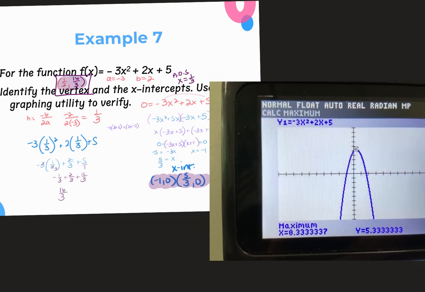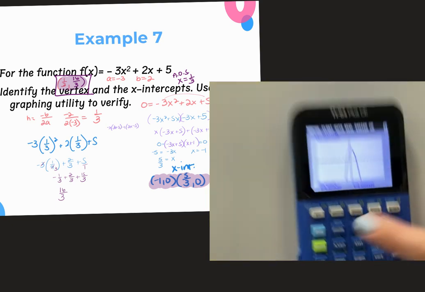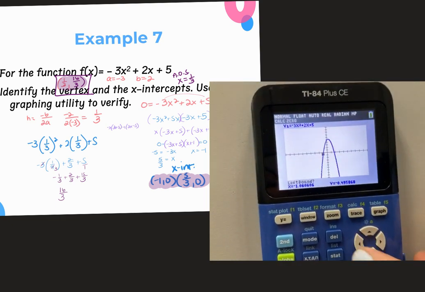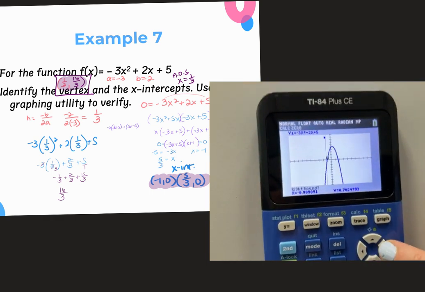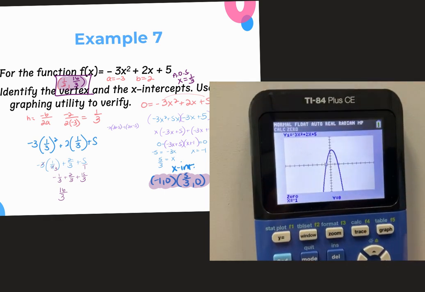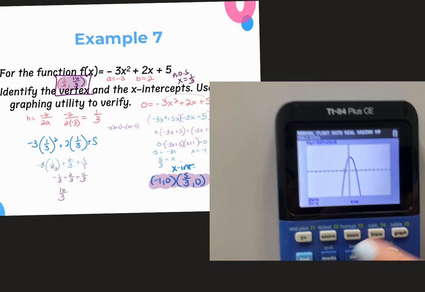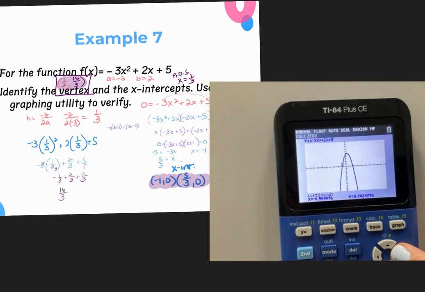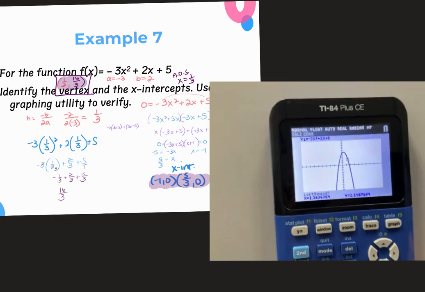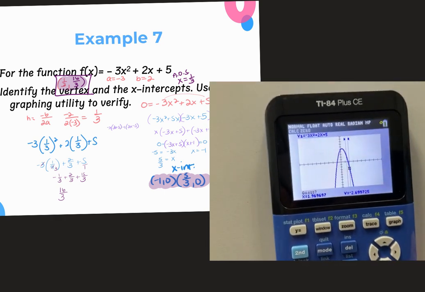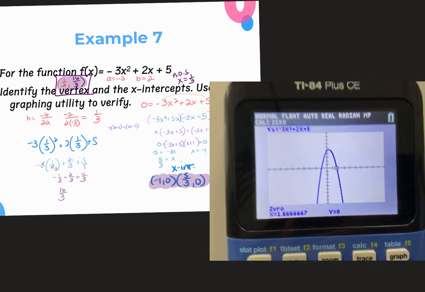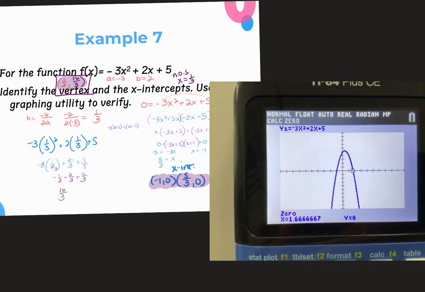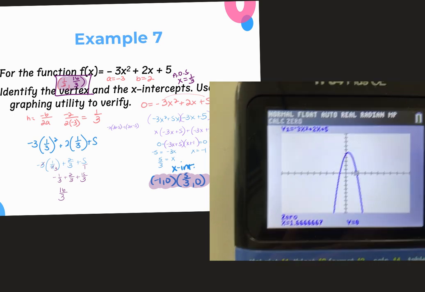And then if I want to find my intercepts, second trace, go to 0. I'm going to go left of the first one. I'm going to go right of the first one, hit enter. And that's my negative 1. Second trace, go to 0. Left of the first one, right of the first one. And 1.666, which would be 1 2/3, is the same thing as 5/3.